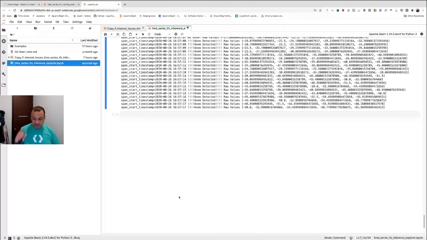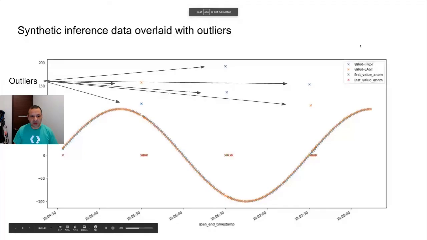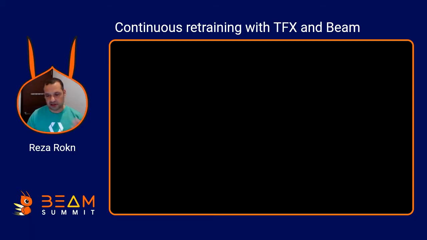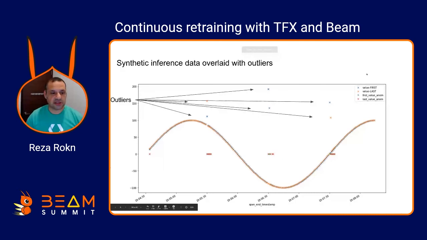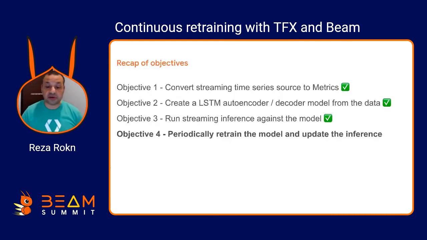So with that, I'm going to move back now to the slides because we've covered quite a few of the things that we wanted to show. So here we have the graph, we have the outliers and the anomaly. So we did objective 1, we did objective 2, and we did objective 3. However, we haven't covered objective 4, periodically retraining this model and updating the inference.